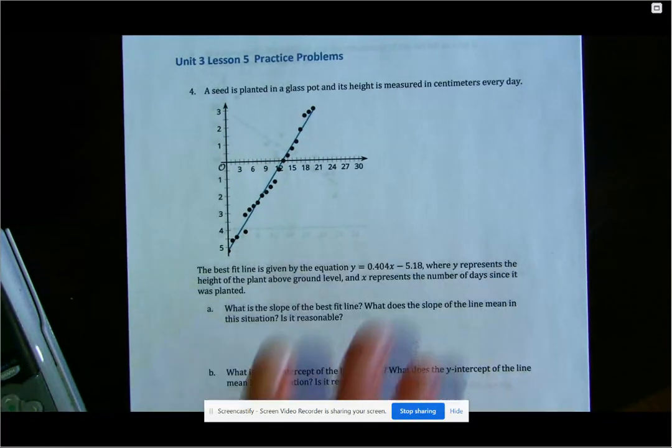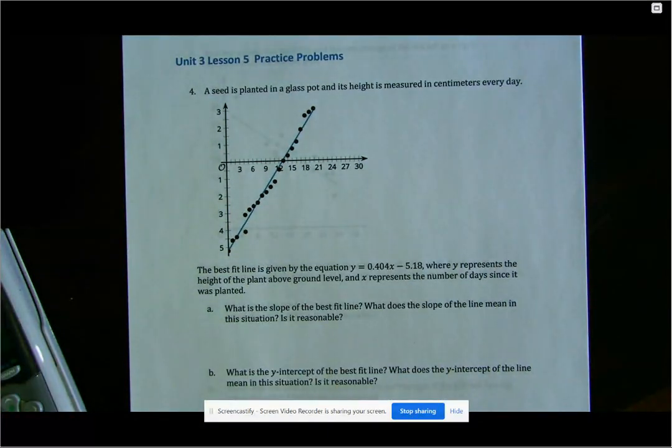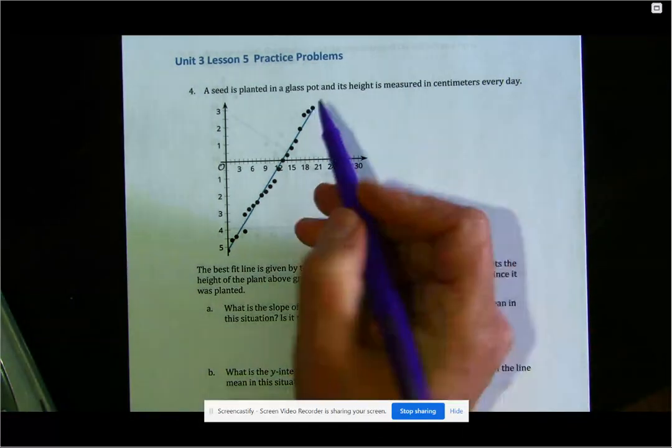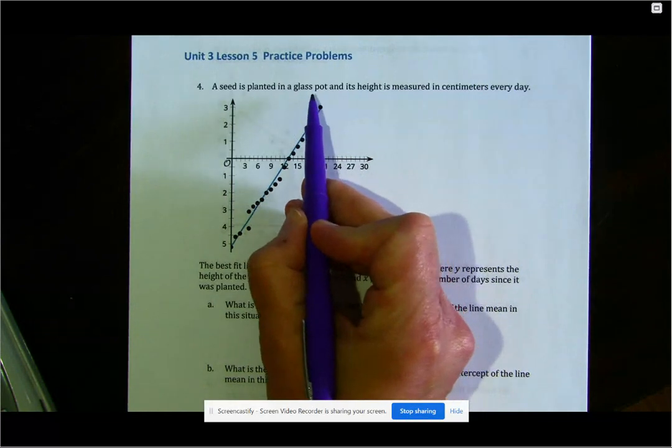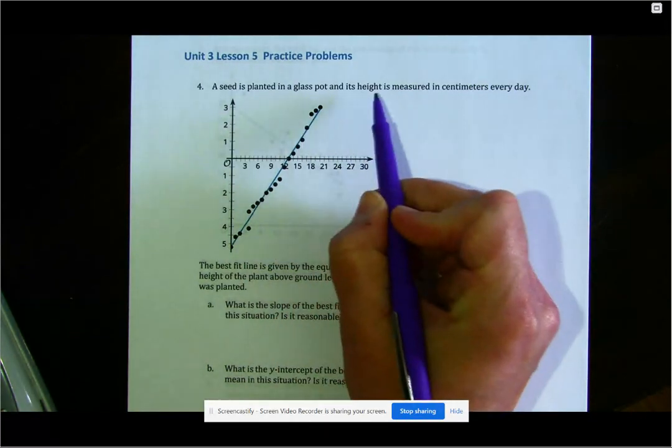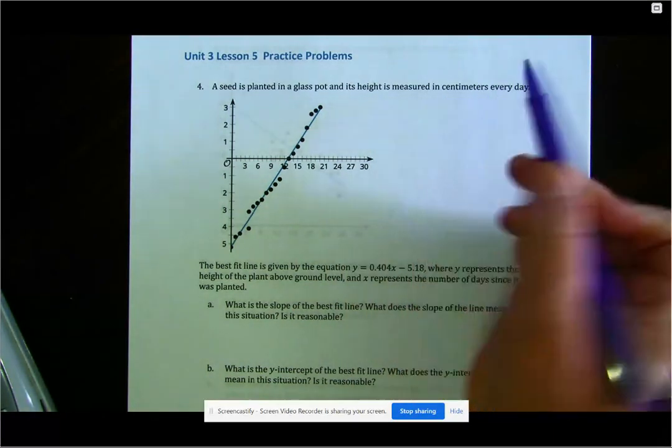So we assigned numbers 4, 5, and 6 only. All right. A seed is planted in a glass pot. That's important, because how else would you be able to see where the seed was when it was under? And its height is measured in centimeters every day.